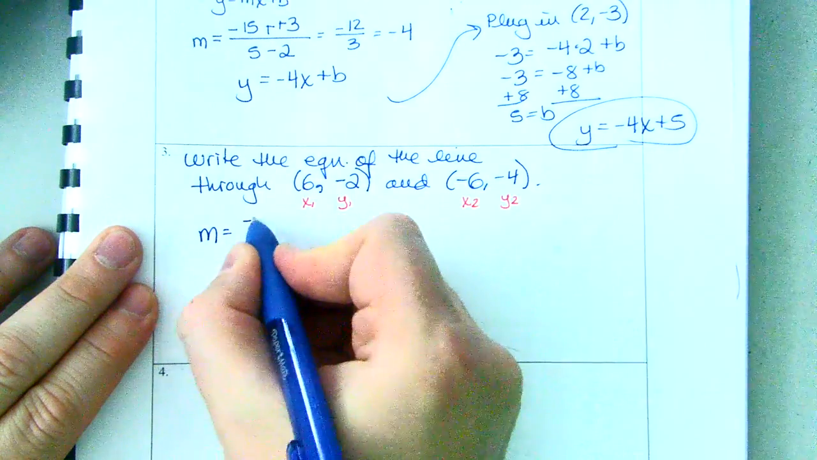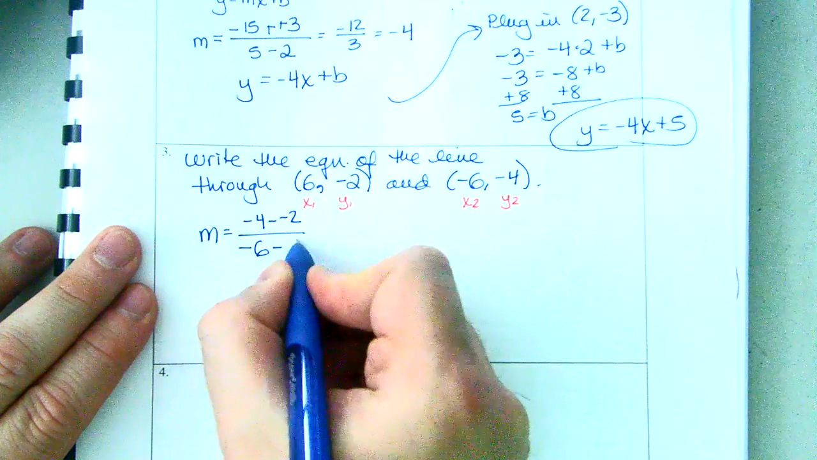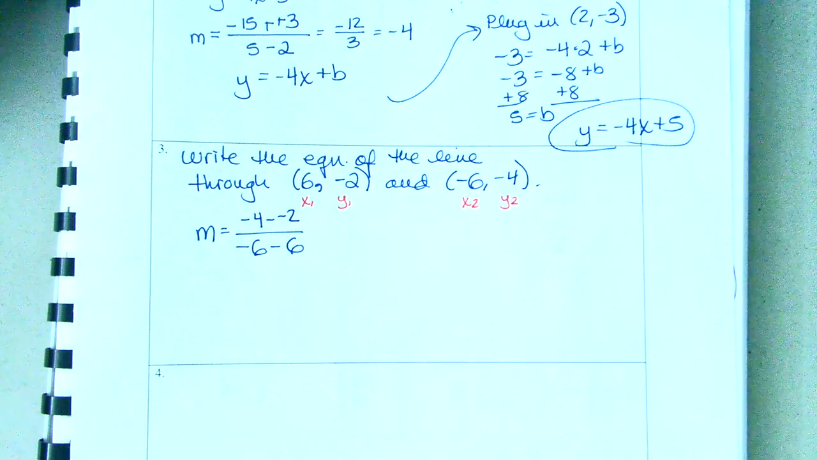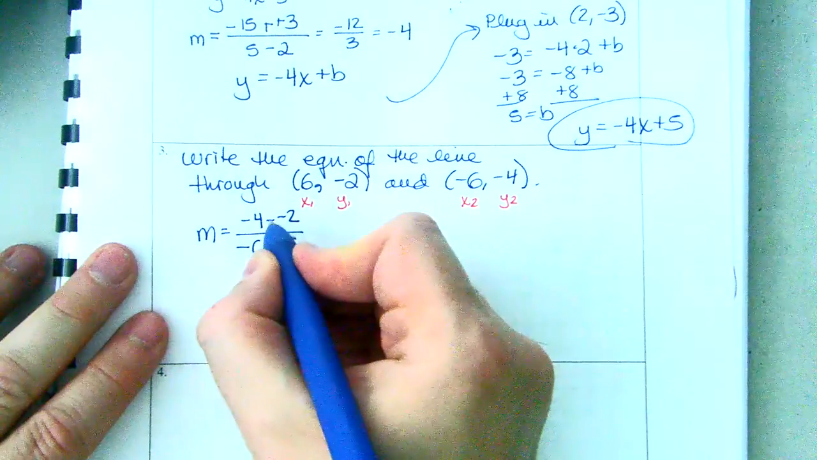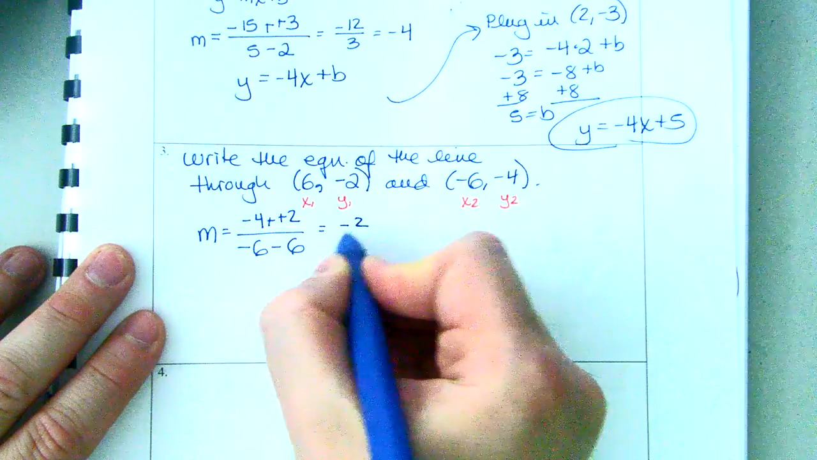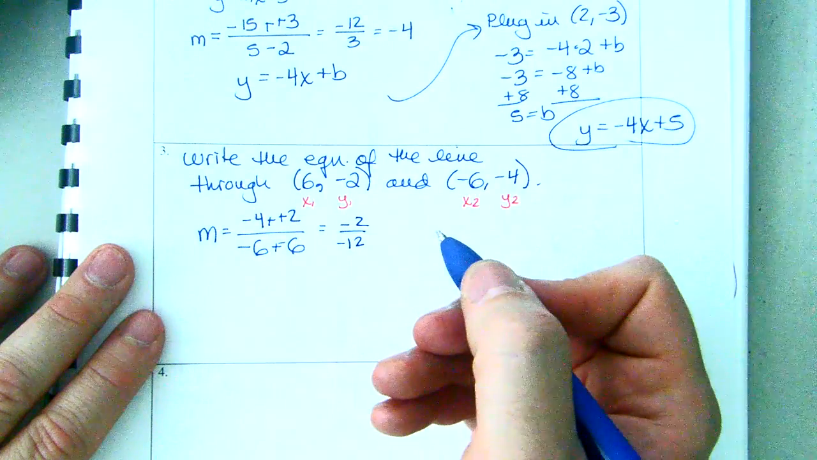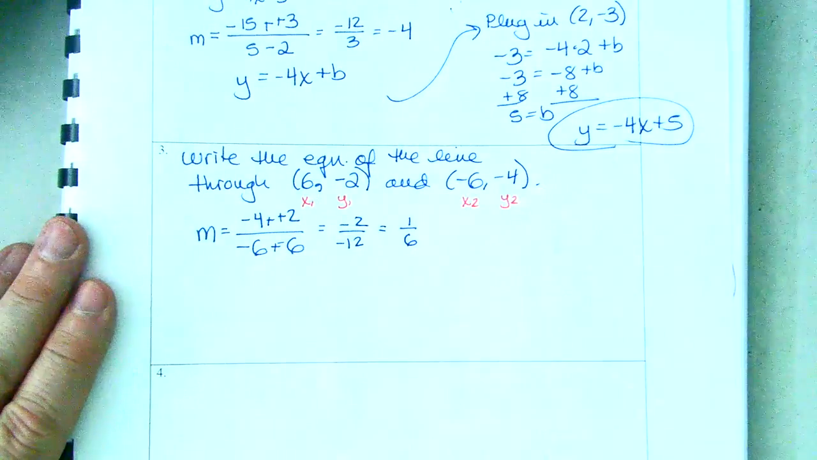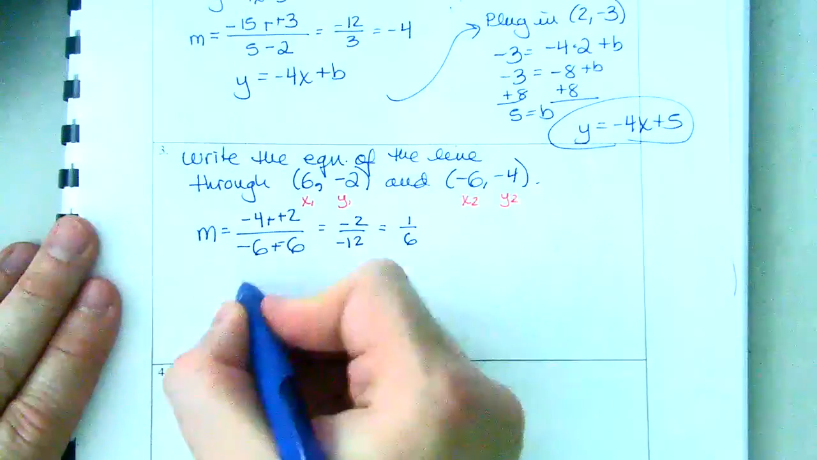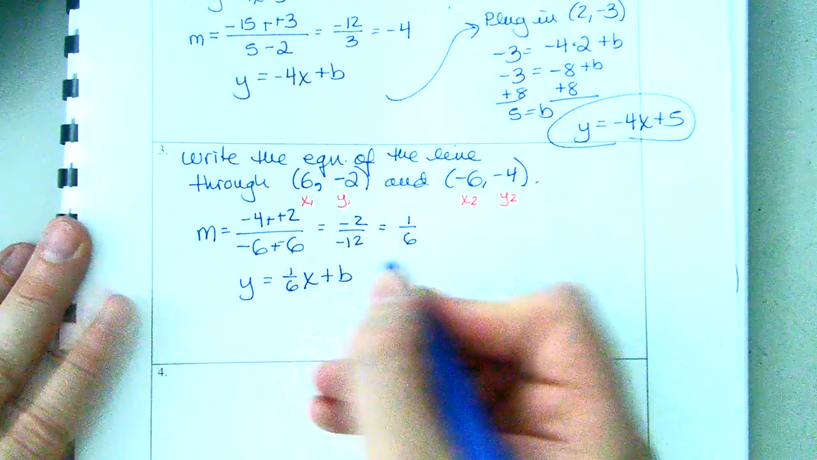I am thinking negative 4 minus negative 2 over negative 6 minus 6. Chase, what did you get for your slope? I got 1 over 6. Yeah, I think first you probably got negative 2 on the top and negative 12 on the bottom. Negative over negative is going to make it positive, and 12, you can divide them by 2. I think we can get 1 over 6. My equation, y equals 1/6 x plus b.